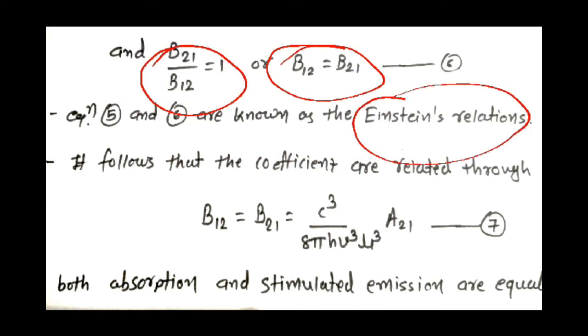The coefficients B12, B21 and A21 are known as the Einstein coefficients. It follows that the coefficients are related through B12 is equal to B21 is equal to c cube upon 8 pi hv cube into mu cube into A21. The relation 7 shows that the coefficients for both absorption and stimulated emission are mathematically equal.